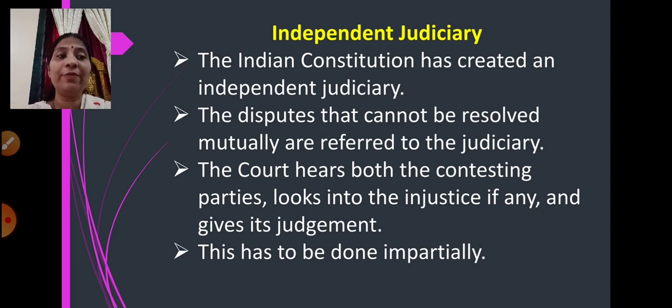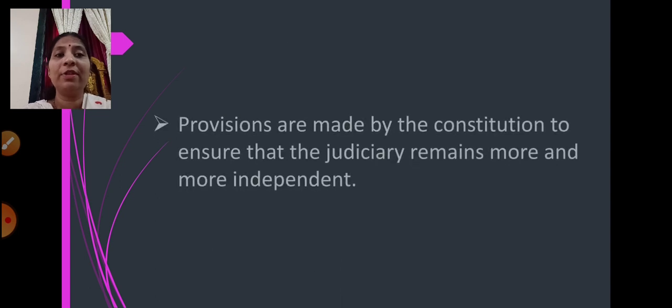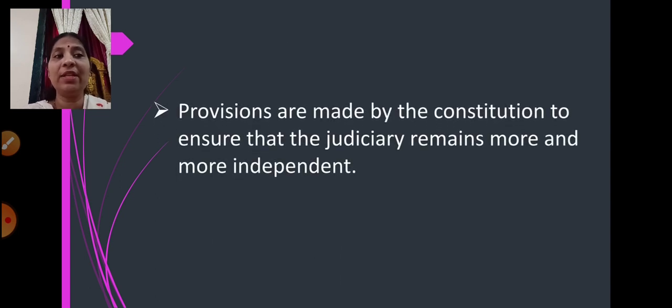The provisions made in the Constitution ensure that the judiciary remains more and more independent, meaning it is not going to be under the pressure of any government. No government will have any sort of control over the judiciary system of India. That provision is made in the Indian Constitution.